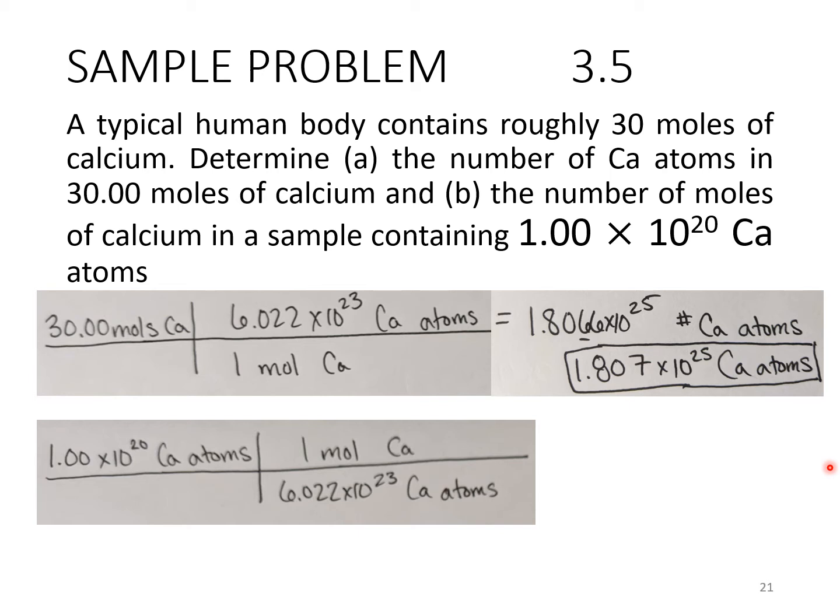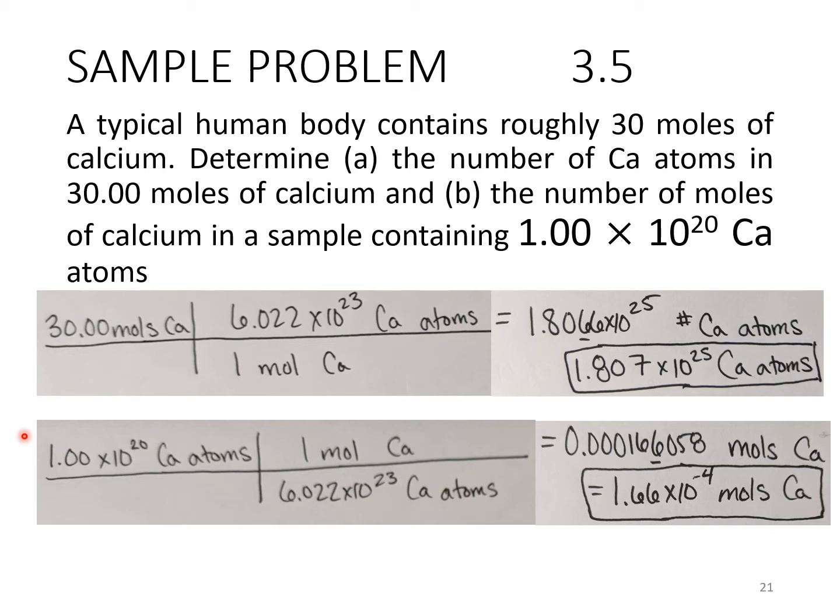So we will take that divided by 6.022 times 10 to the 23rd calcium atoms. Our calcium atoms will cancel, leaving us with moles of calcium. Okay, after we do that, we should get this value, so 1.66 times 10 to the negative 4th moles of calcium. Now does this seem like a reasonable answer? Remember, a mole is a massive, massive amount of calcium. It means 6.022 times 10 to the 23rd calcium atoms. So it's quite a lot. And this is a small fraction of a mole.